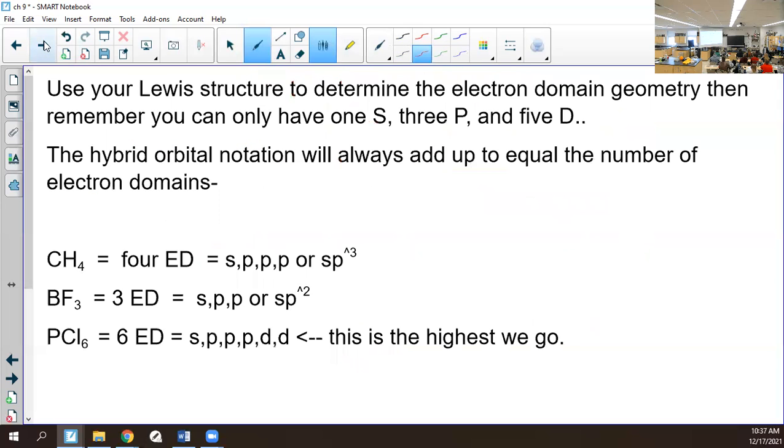Okay, so we have here our summary. Use your Lewis structure to determine the electron domain geometry. Then remember, you can only have 1 s, 3 p, and 5 d. Now, we never go past d. There's actually really not a ton of proof that d orbitals are even used in bonds still. We assume it, but we don't know it, even still in 2021. So we don't go anywhere past the d. The hybrid orbitals notation will always add up to equal the number of electron domains.